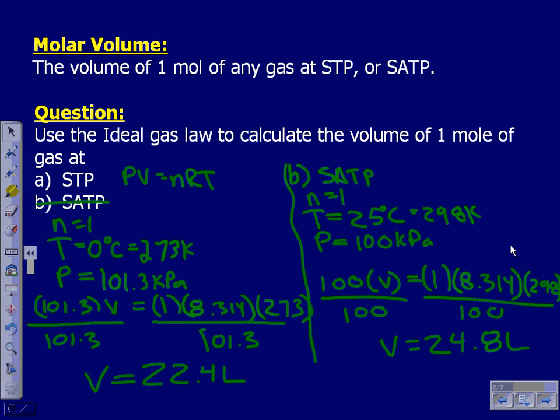Molar volume at SATP is 24.8 liters per 1 mole. All right? So that allows me to go from moles to volume of a gas at those special conditions. If it's not at those special conditions, then I still need to use PV equals nRT, and I need to solve for V or for n, and we'll do more problems with that tomorrow. But if it is at those special conditions, then we've got a shortcut. All right?